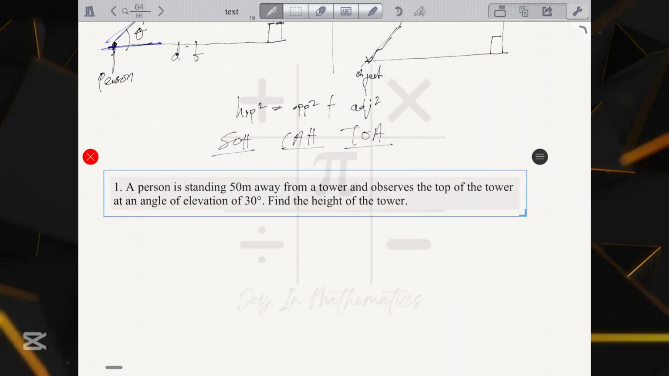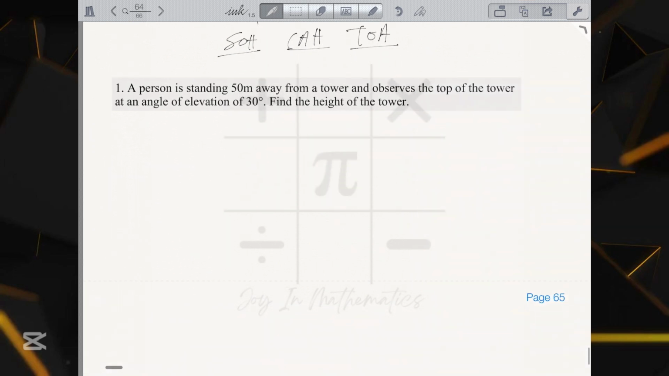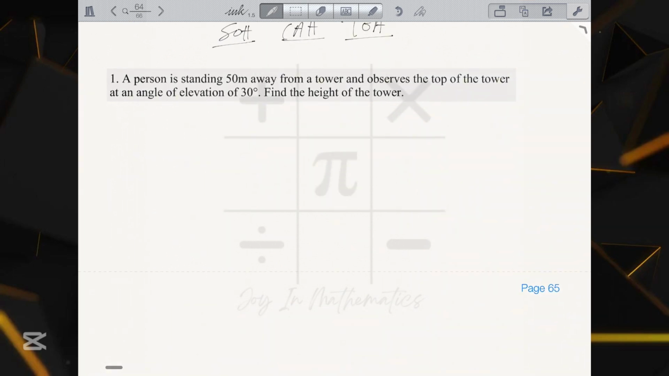Example number 1 says a person is standing 50 meters away from a tower and observes the top of the tower at an angle of elevation of 30 degrees. Find the height of the tower. Now, this is the tower with a height h. The person is standing here, let's call it point P, standing 50 meters away from the tower. So definitely it's measured from the base of the tower. We call this base of the tower B, and let's call the top of the tower T.